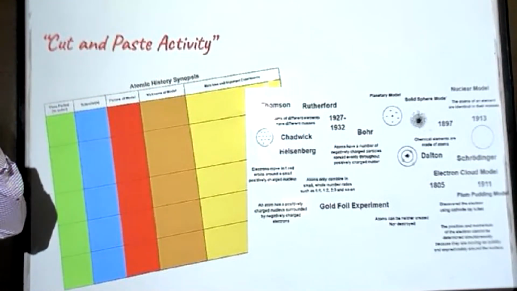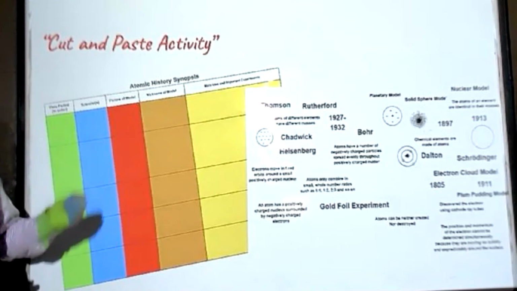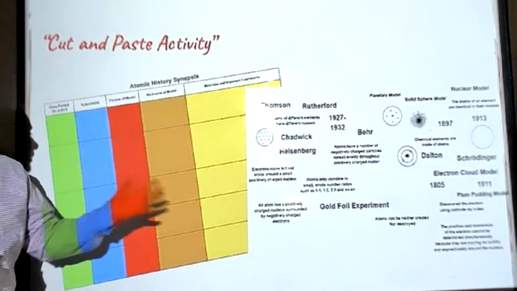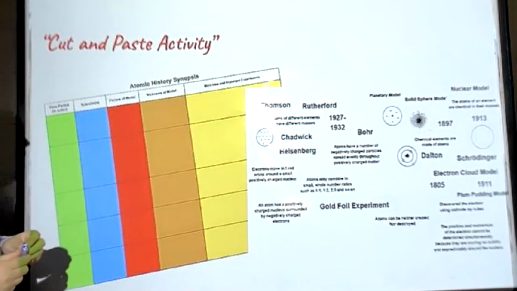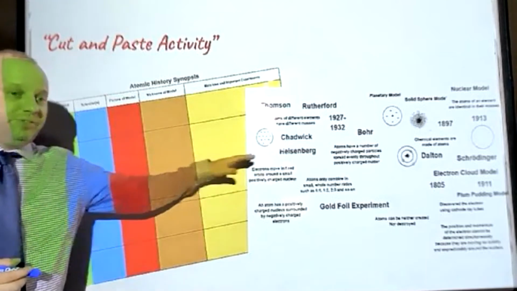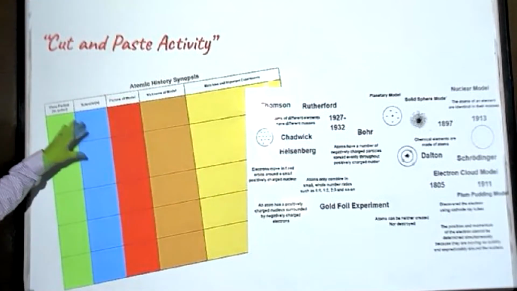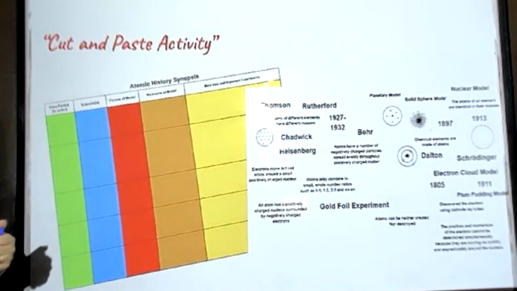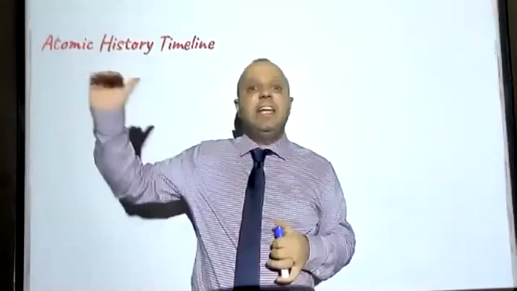And on the second page, you'll see a whole list of scientists, dates, pictures of what the atom looked like, and some explanations. So you're going to take these pictures, statements, scientists, and you're going to drag them into their appropriate spot. Now, if I could give you a few recommendations, the first recommendation would be to please go ahead and put the dates in order. So top to bottom, put the dates in order. That's really going to help you.